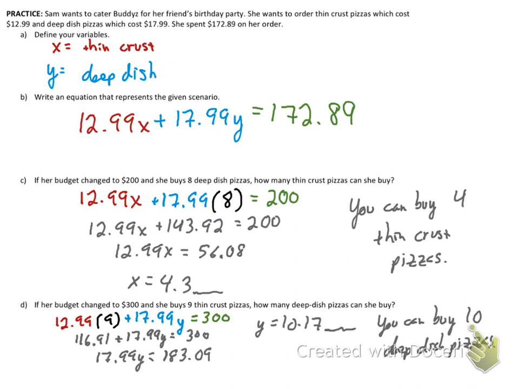Alrighty, so check your work on that. This is another standard form equation because you've got two variables, thin crust and deep dish pizzas. Both have a number attached to them, so you can write this in standard form where they equal a total.